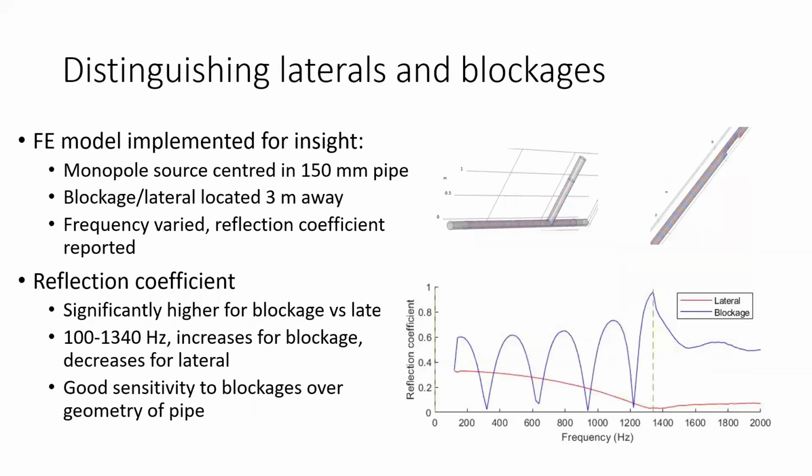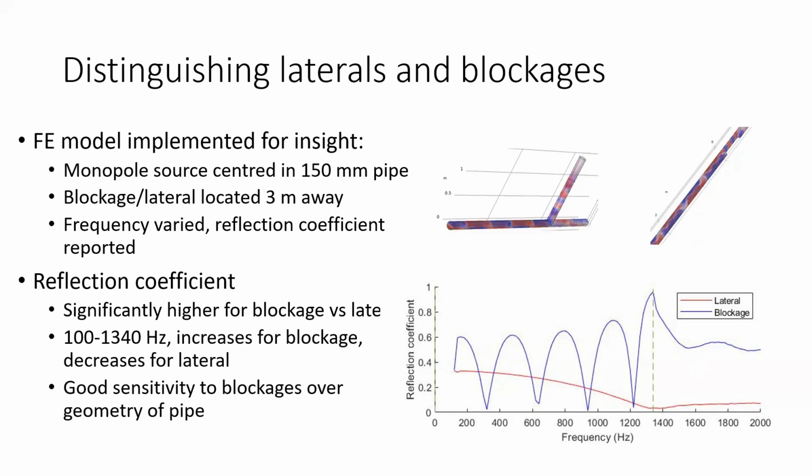So to give us some initial insight into this, we implemented a finite element acoustic model in COMSOL. This consists of a monopole source centered in a pipe of diameter 150 millimeters, and it emits sound towards a blockage or a feature at 3 meters. 2 cases were simulated here. There's a half blockage and a T-junction called a lateral here.